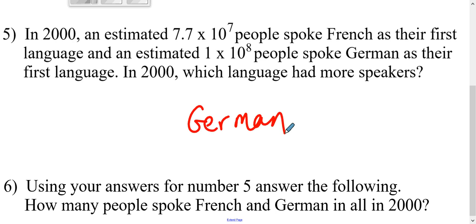And for number 6, using your answer for number 5, how many people spoke French and German in all? When you see how many in all, in total, think about what operation to do. Again, pause the video now if you don't want to just see the answer. But I'm going to add these two numbers together, and you get 1.77 times 10 to the 8th power.